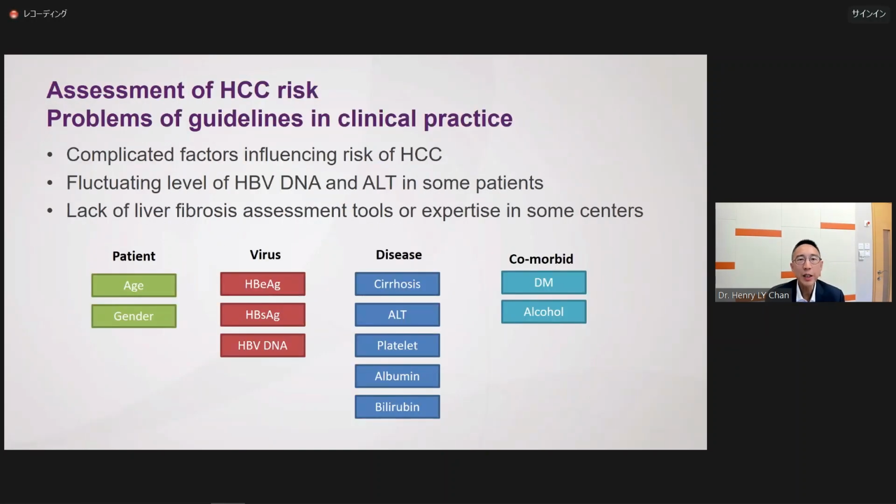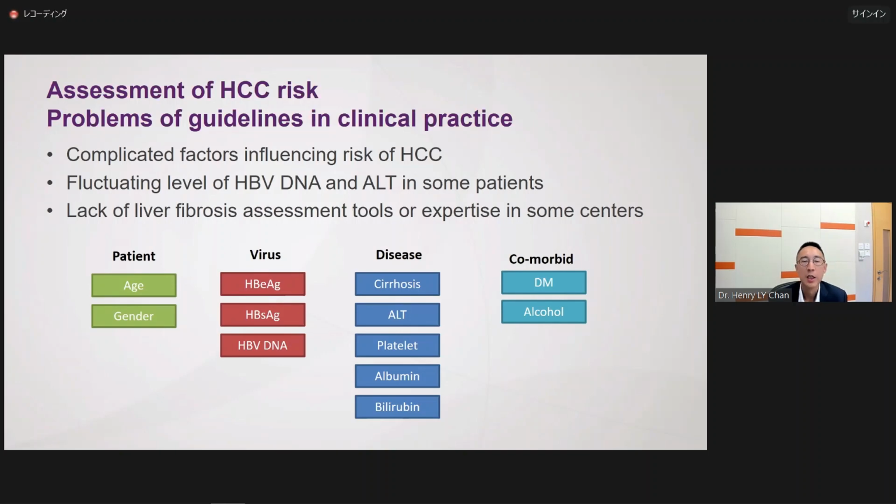Now, there are many factors affecting the risk of HCC in hepatitis B, and these factors are very complicated and they are interacting with each other. So they include patient factors like age and gender, virus factors like a high viral load, higher surface antigen load increases the risk of HCC. There are a lot of disease factors like cirrhosis, which is the most important disease factor, but there are also other risk factors like ALT levels, platelet, albumin, bilirubin. They all influence the risk of HCC.